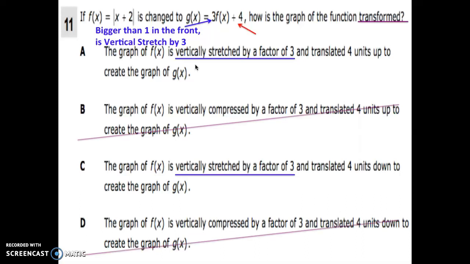Then on the outside, we have a plus 4. So we can say that we have a positive on the outside. Remember, positive on the outside means up. So it's going to be going up 4 units. So A is the correct answer choice.